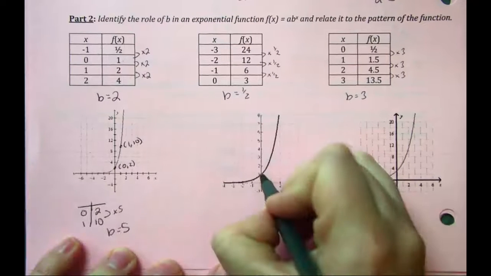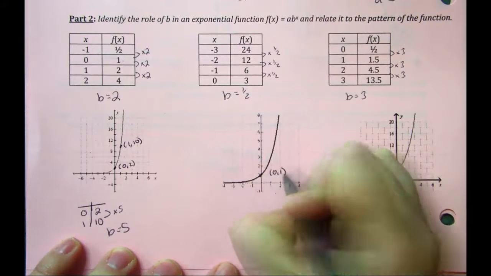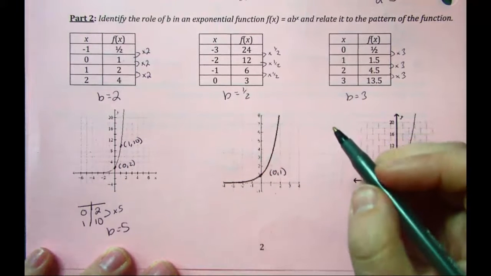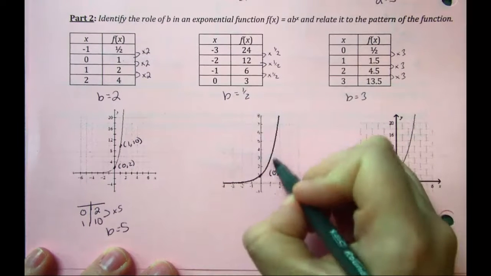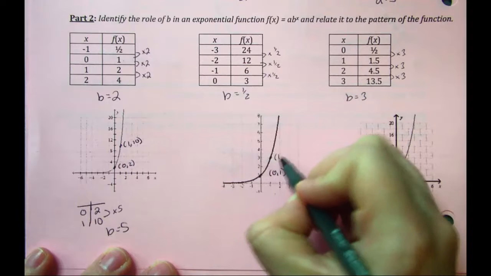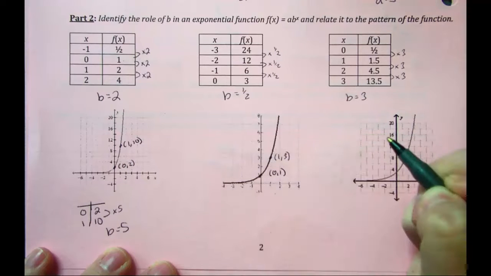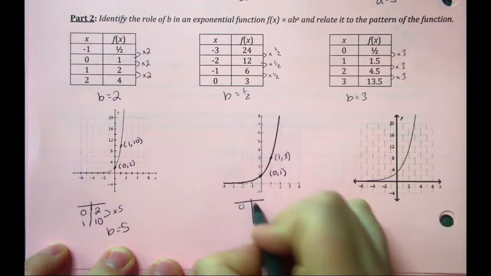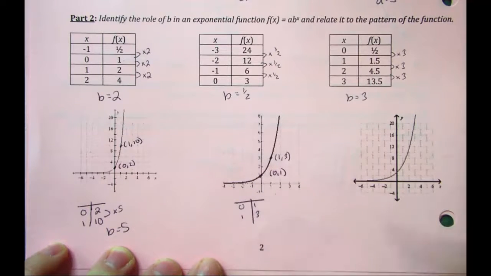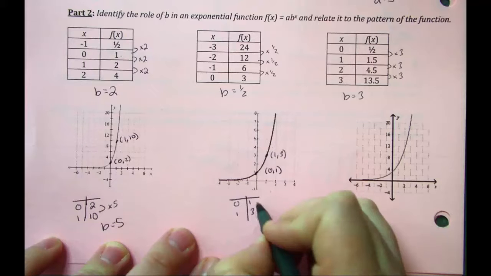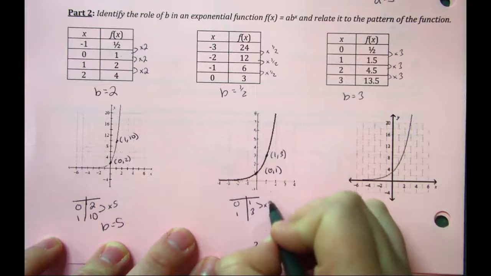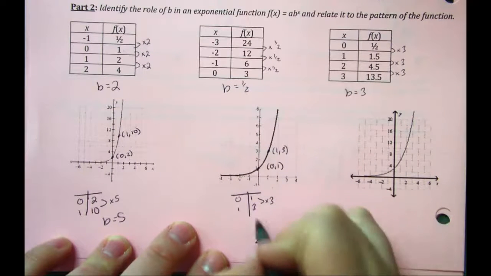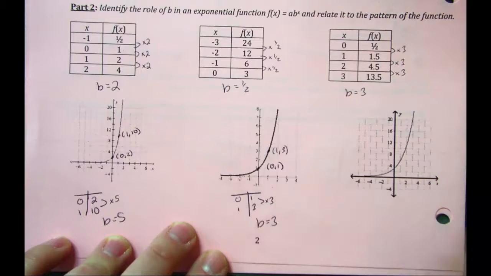Over here, I have this point at 0, 1. I have another point at, it's very hard to see this, that's 1, 3. So I have 0, 1, 1, 3, which tells me that my multiplier, 3 divided by 1 is 3, so it's times 3. So b is 3.